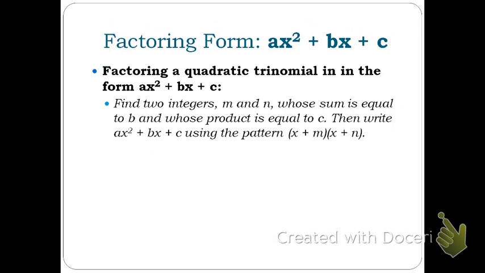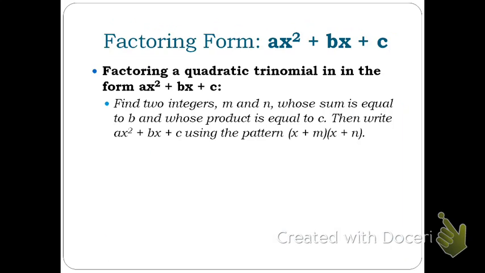So to factor any quadratic trinomial whose a value is 1, you will always look for 2 integers, m and n, whose sum is equal to b, but whose product is equal to c. Then you'll write it in the pattern of x plus m and x minus n.